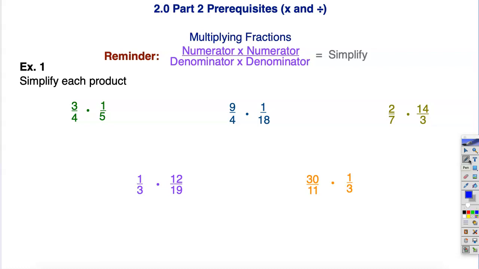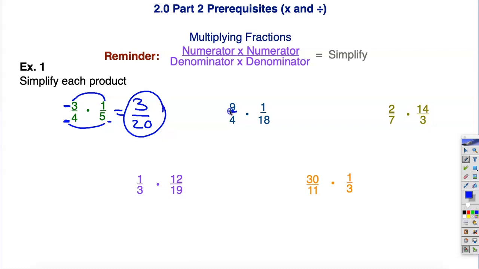One thing we can do is cross cancel from, say, numerator to denominator, or even this numerator to this denominator. But we don't have any common factors we can take out of each of those, so we're just going to multiply straight across. And then always double check, make sure that answer can't simplify, and in this case it can't, so we're going to leave it there. So our second problem, 9/4 times 1/18.